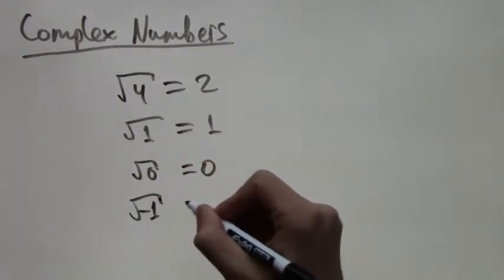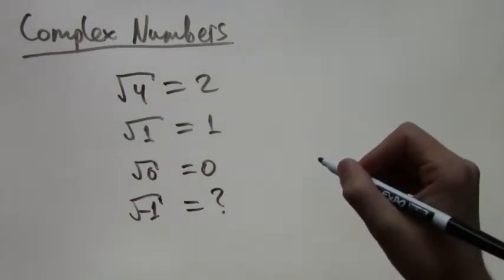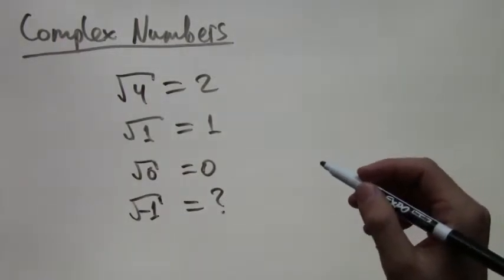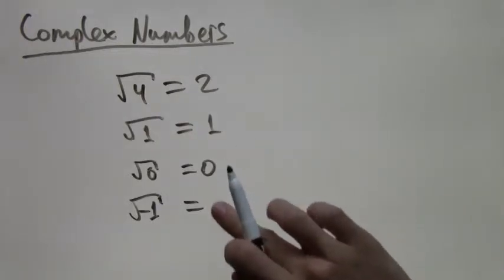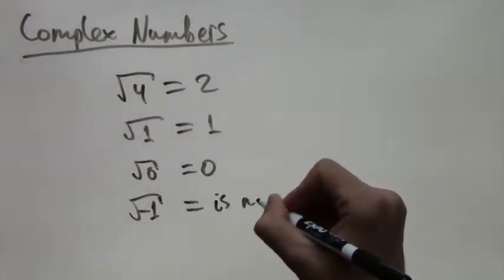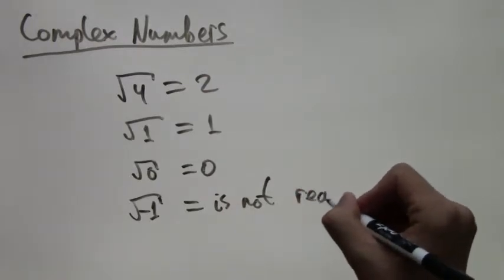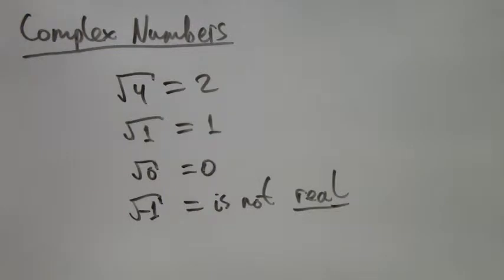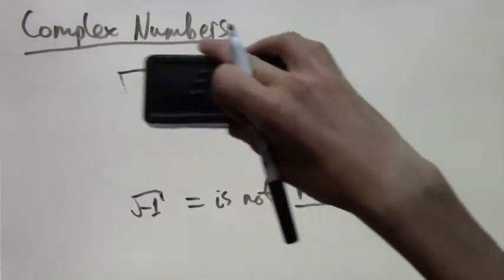But what is the square root of negative 1? Well, the problem is that if you square a real number, then it's always going to be positive. So it seems like the square root of negative 1 should not exist. Well, "doesn't exist" is not quite the right answer. The square root of negative 1 is not a real number.